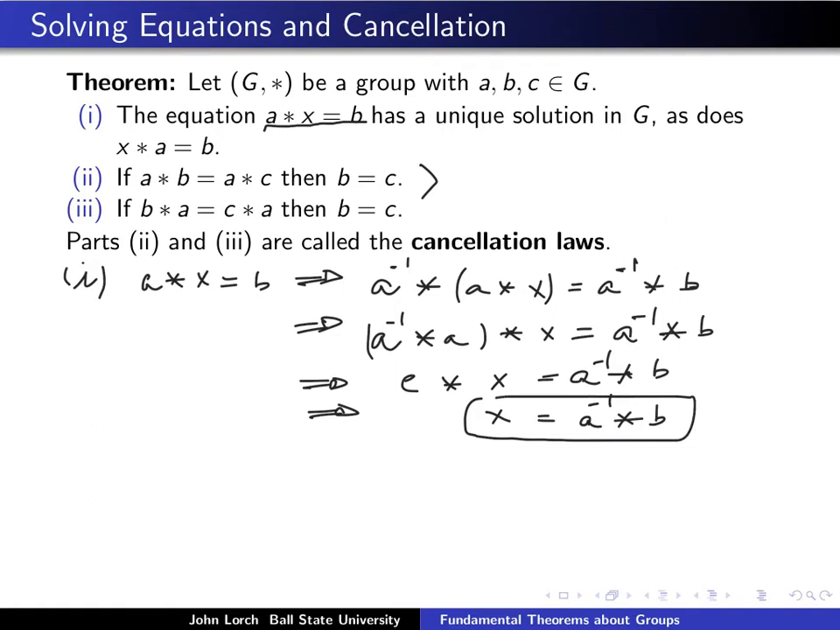All right, so we feel this great satisfaction having solved an equation. So now let's move on to item 2, which is a cancellation law. Right, so let's suppose we've got A star B equaling A star C. Well, it's very much like item 1. The thing that we want to do is to multiply on the left by A inverse on both sides.